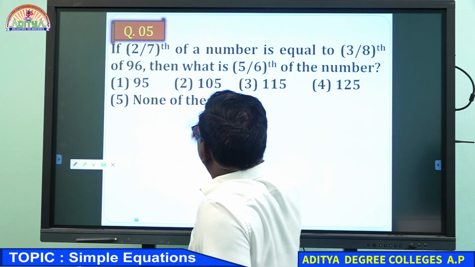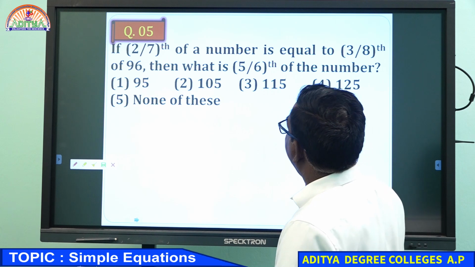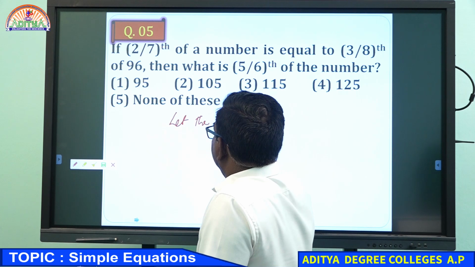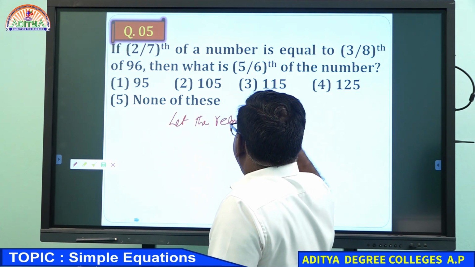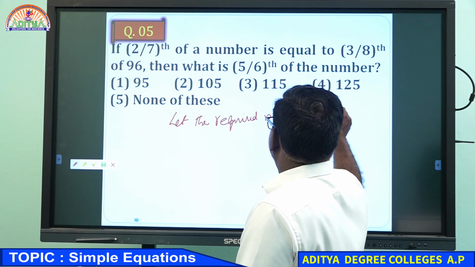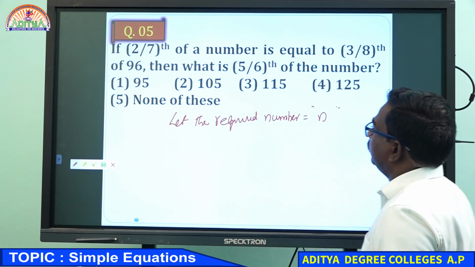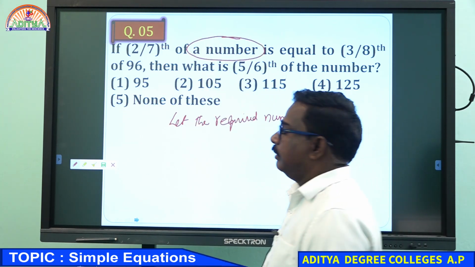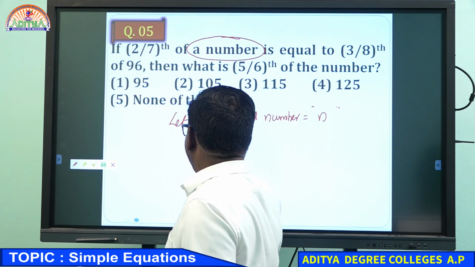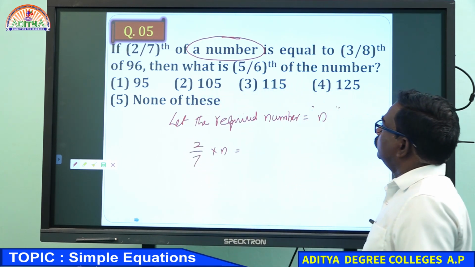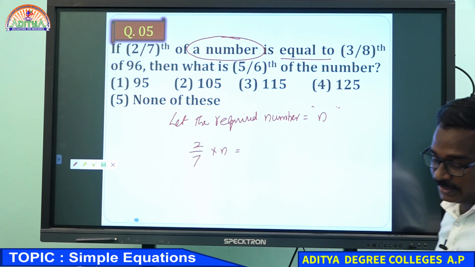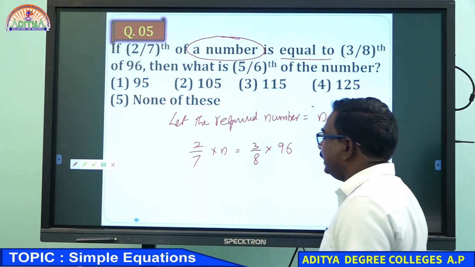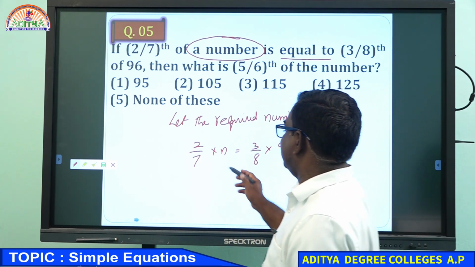Let the required number be n. What happened here? 2/7 of this number is given as 3/8 of 96. Then what is being asked? What is n?